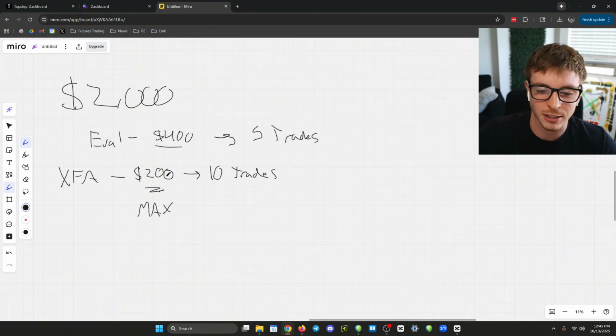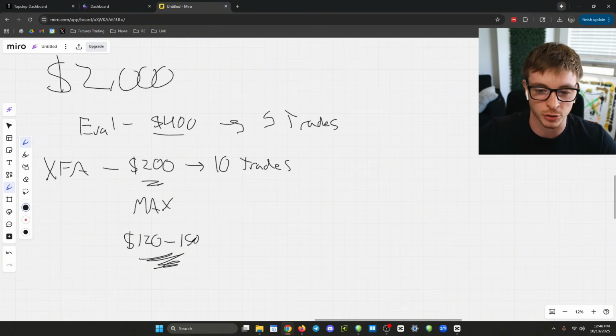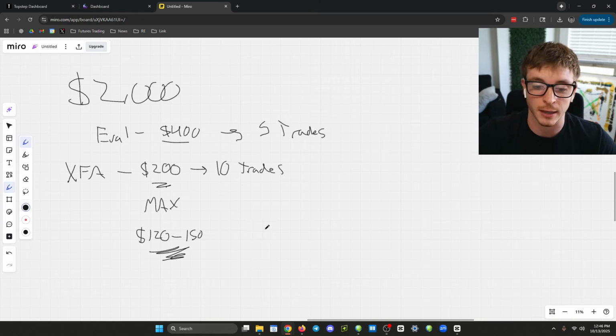So with my maximum of $200, depending on where I can get my entry relative to where I can invalidate my trade, it's probably going to come out to more around the 120 to the 150. So this is probably going to be more around what my risk is going to be per trade. And obviously, the lower amount of dollars I can risk on a trade, the more trades I can have before I blow my account in a row.